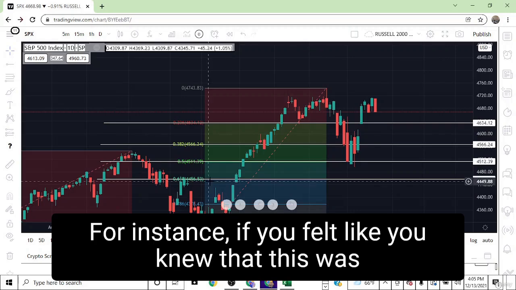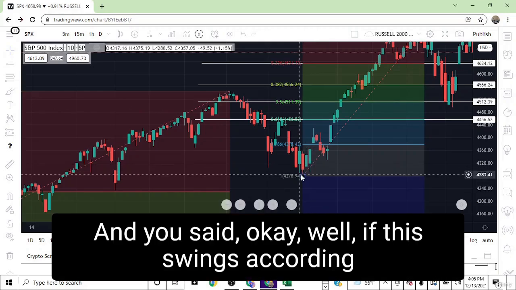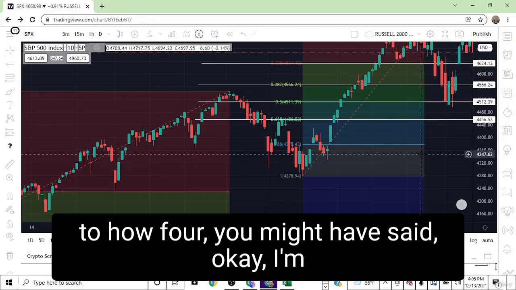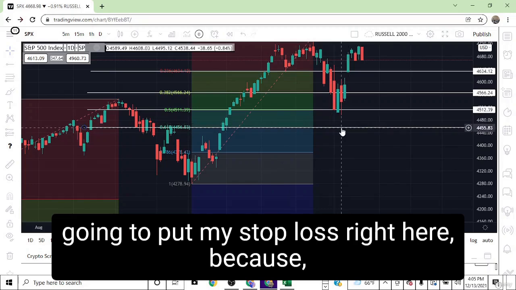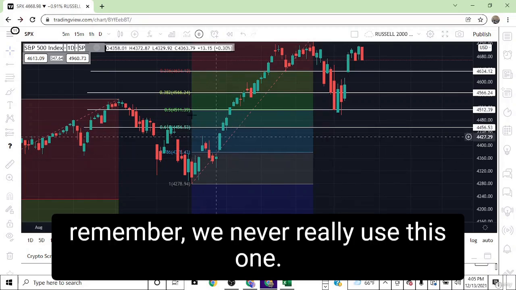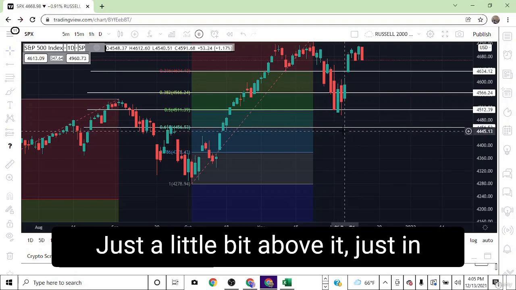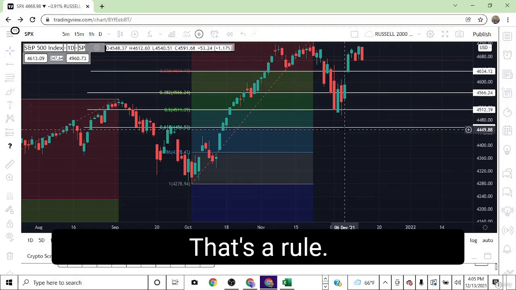For instance, if you knew that there was going to be a pullback right here in this area, and you said, okay, when this swings, I'm going to put my stop loss right here, because remember, we never really use this one, but this is the one we use. So we would put our stop loss just a little bit above it, just in case it touches it or pierces it. That's a rule.